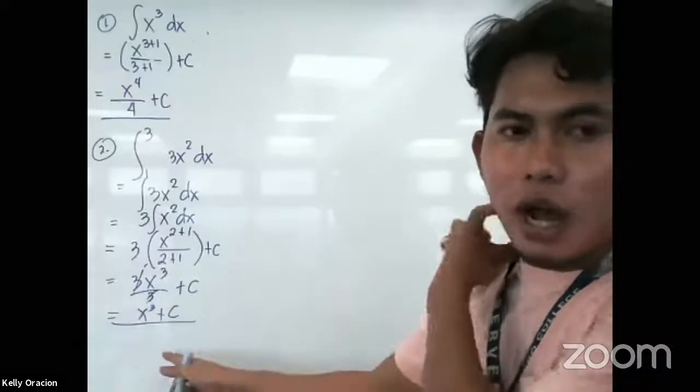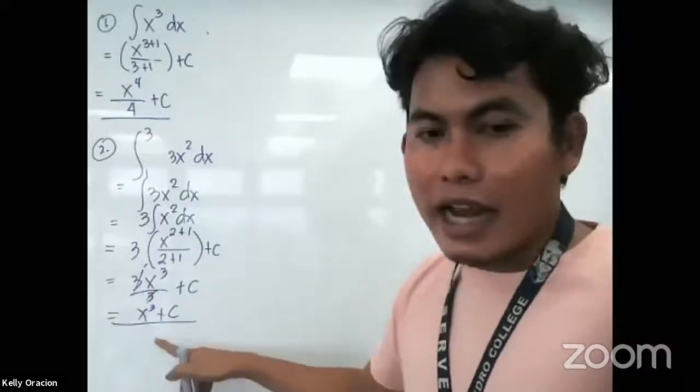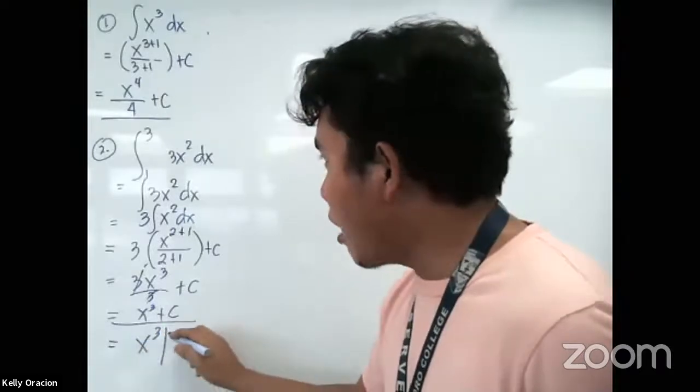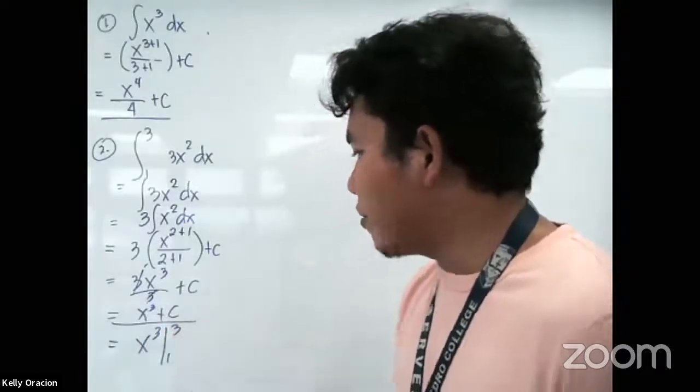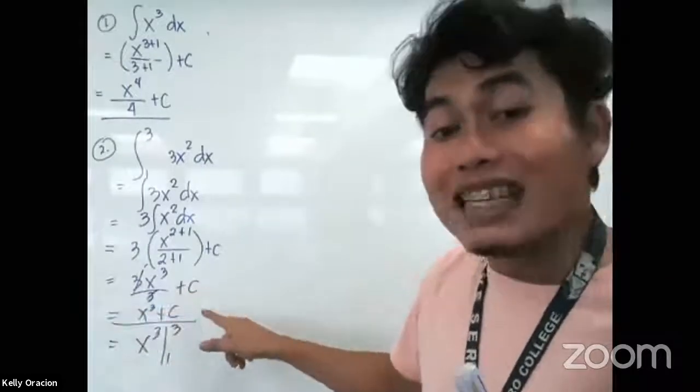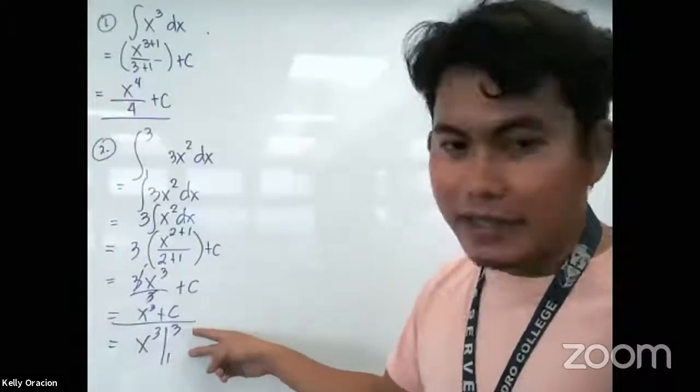Then, after this one, okay, ito na. Nakuha na ang antiderivative. So, you have x cubed. The upper limit is 3. The lower limit is 1. So, after aning a process, atong pagkuha sa antiderivative, kani mong next step.